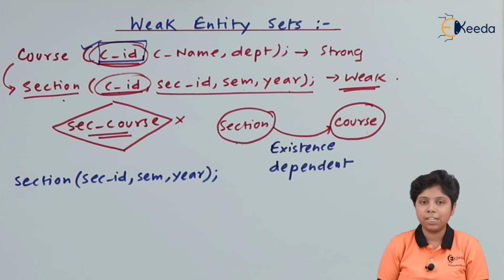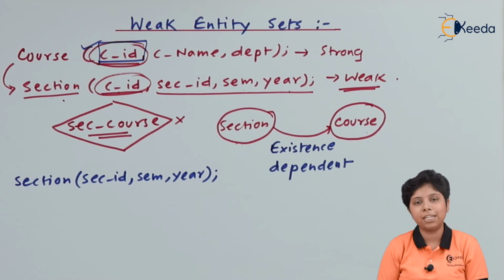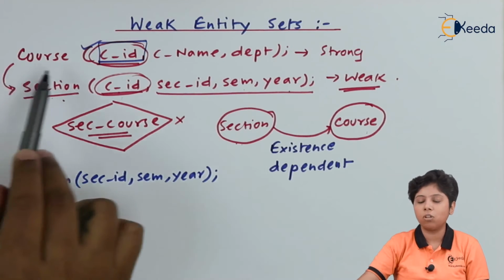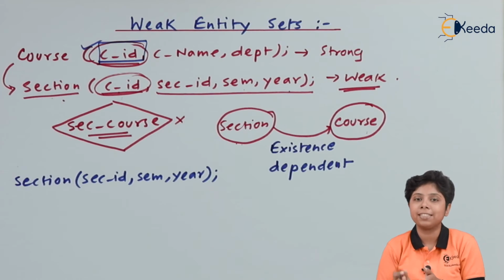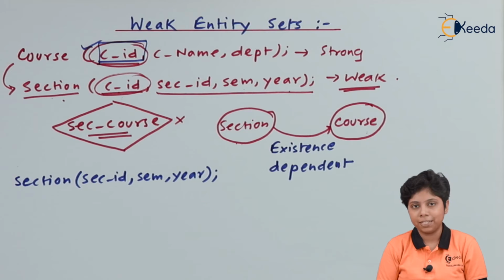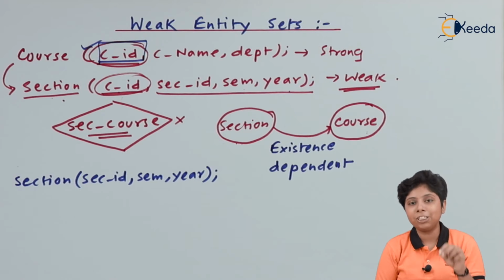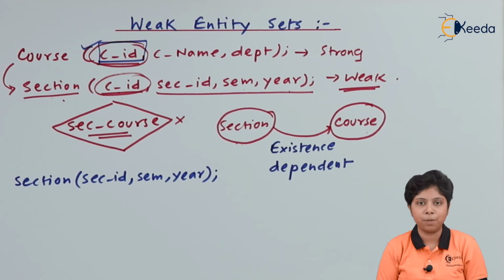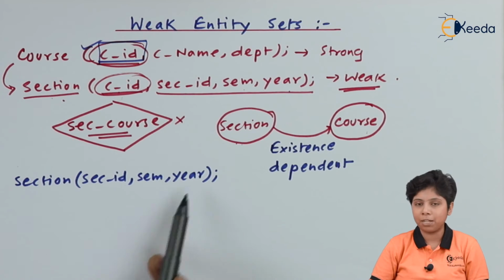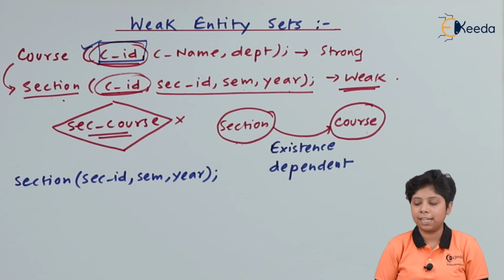Now for the section, there is no primary key that we can see. So it is entirely dependent on the strong entity set, or its existence referring set. So when we are mentioning the relation between them, the relationship that exists is also a weak relationship. Now that we have the sec ID, semester and year, we can tell that the total participation is there from the section to the course.